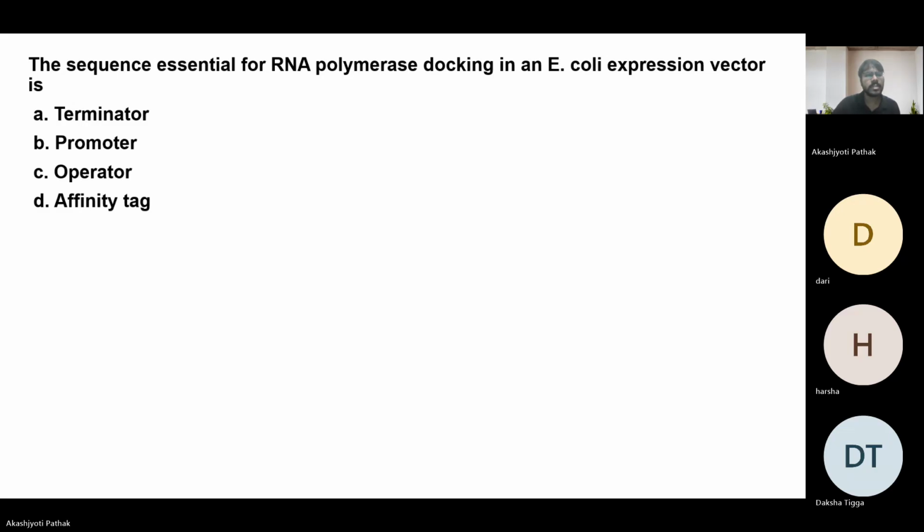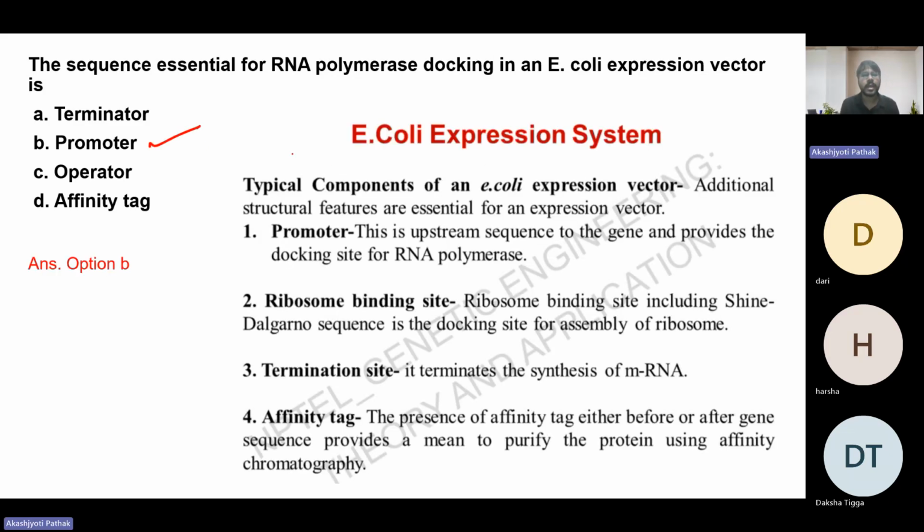So, the sequence essential for RNA polymerase docking in an E. coli expression vector is what? Promoter. Yeah, correct, promoter. This is again from the lecture slides. So it must have a promoter. Promoter is the docking site.